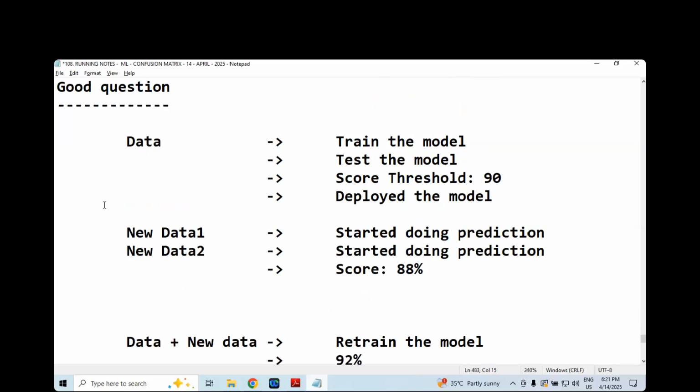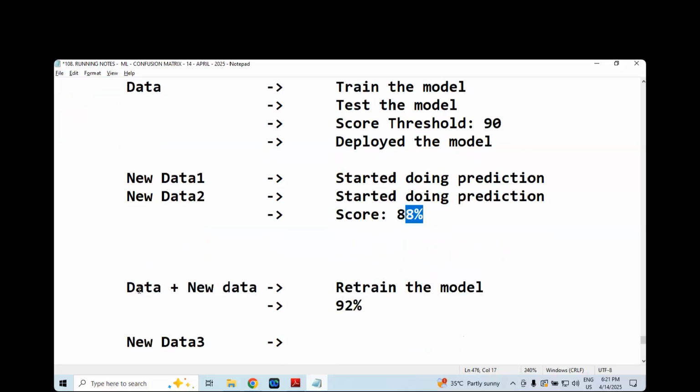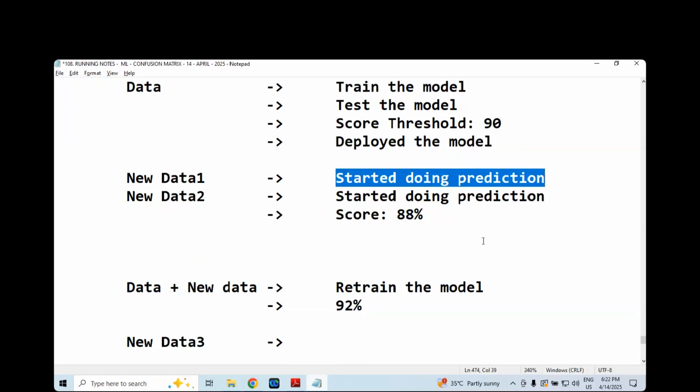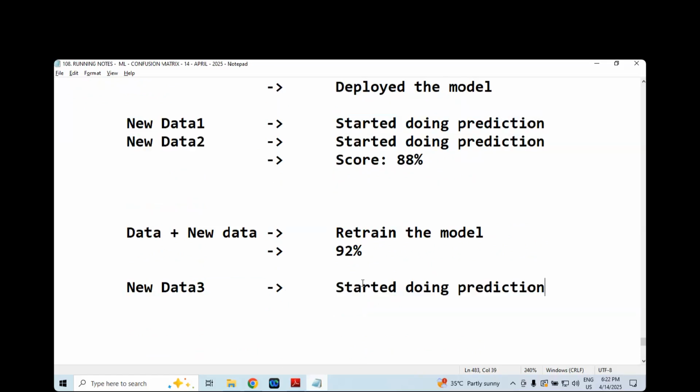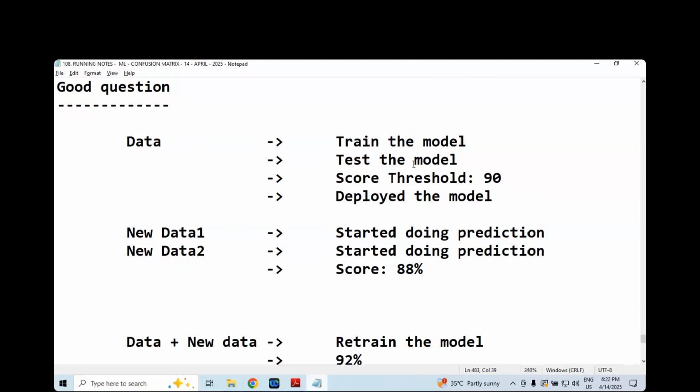See, first we are taking the last 1 year of data, now the current data. Maybe the score is going down. Then what we need to do? We should not leave it. Imagine retraining: take the old data, combine the new data, then retrain the model. Accuracy will be 92. Capture the new pattern. Then again new data 3 started doing predictions. This is happening in real time. Did you understand?